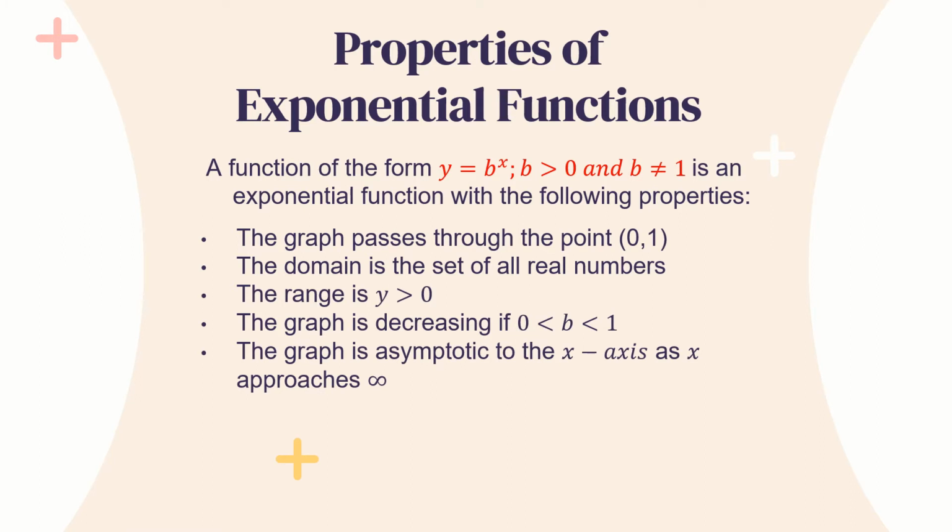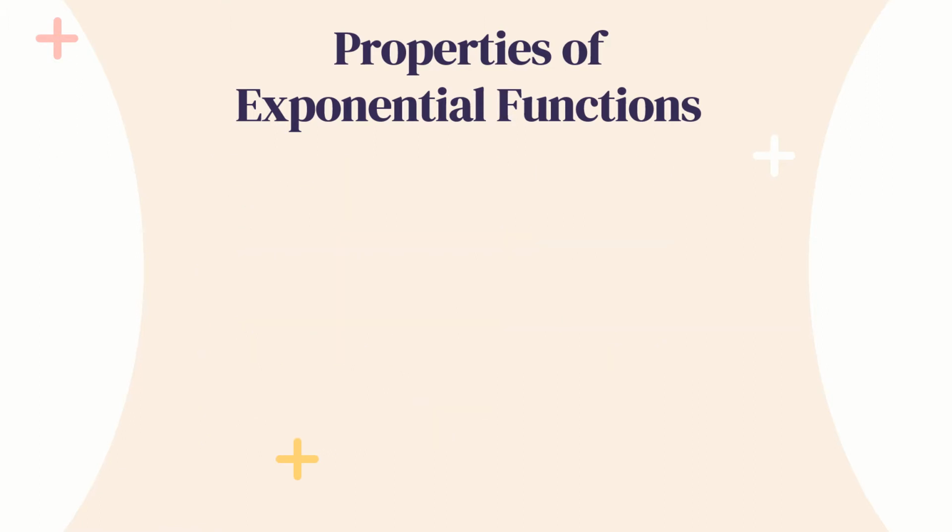Again, the only difference is that when the base is in between 0 and 1, that includes numbers such as fractions 1 half, 1 third, but not 0 or 1. So that is decreasing order. And then, again, it is asymptotic to the x-axis and then it approaches positive infinity. And then the graph is continuous. And then also it is smooth.